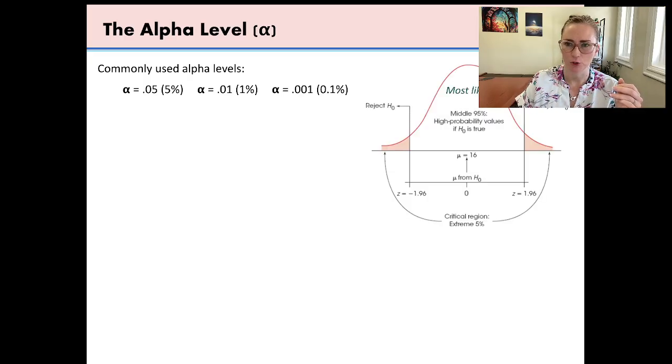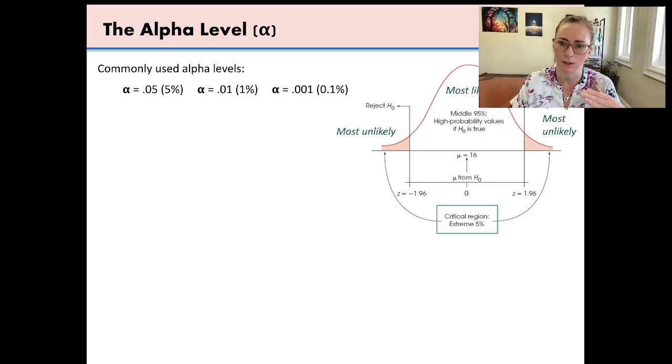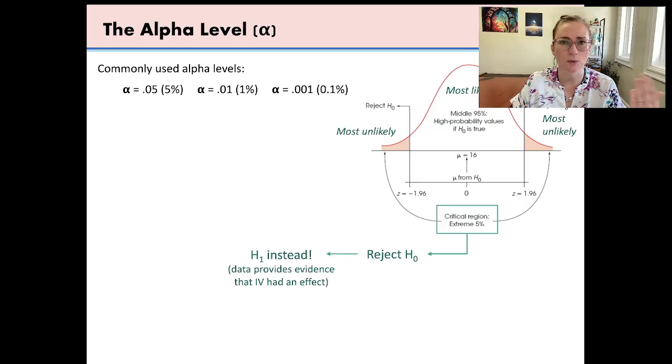Right, so we're talking about these extreme regions. The middle probability here is most likely to be according to the null hypothesis, whereas if we're further out here, it's very unlikely that I am actually part of the null hypothesis. I am probably the alternative hypothesis, or I'm very different from them. So we call this the critical region, determined by the alpha level. And if I am in the critical region, then I have to reject the null hypothesis, and I go with the alternative hypothesis instead, which is my prediction, my scientific hypothesis. So the data provides evidence that the IV actually had an effect.